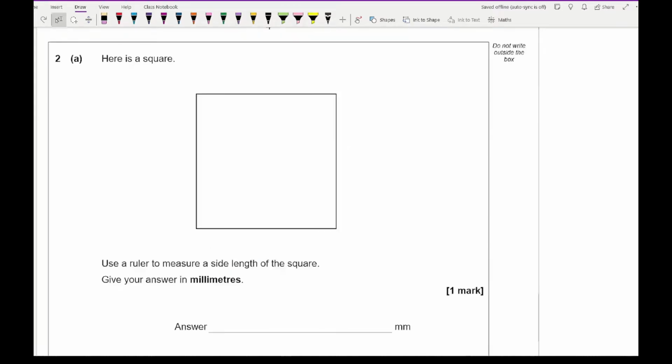Now looking at question 2A, it says here is a square, use a ruler to measure the side of the square, and we need to give our answer in millimetres. Measuring one of the lengths, and it's entirely up to you which one, I get an answer of 56 millimetres. The mark scheme will allow a difference of probably around 2 millimetres, so any answer between 54 and 58 would be acceptable for the 1 mark.